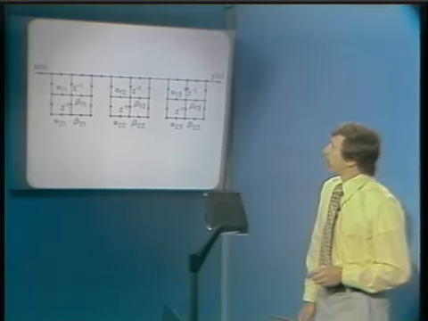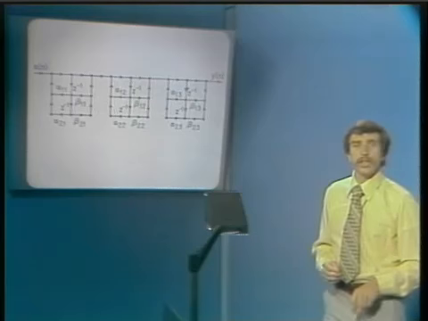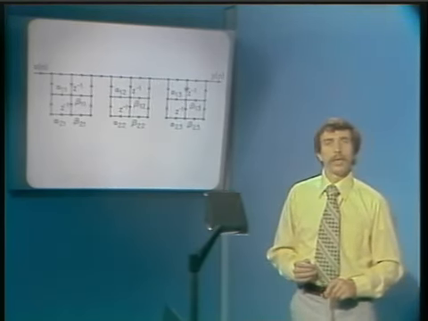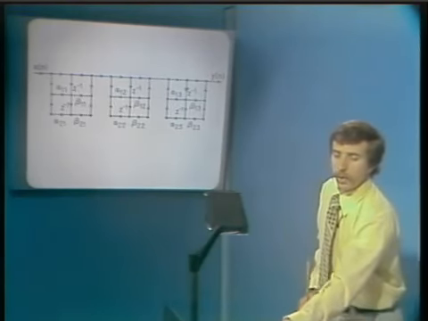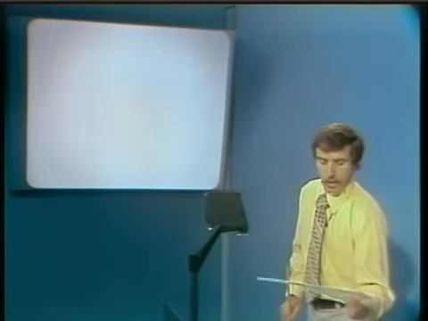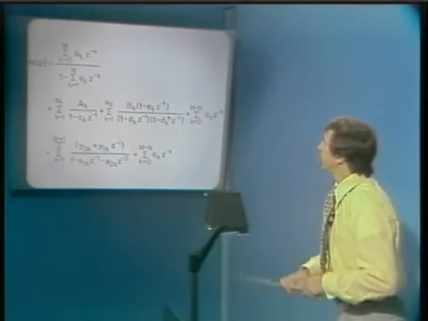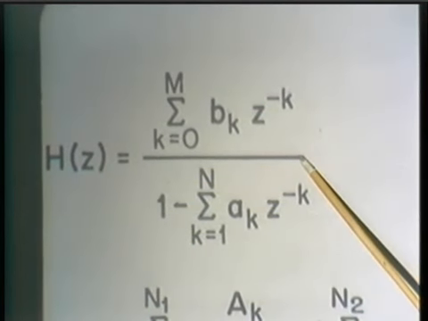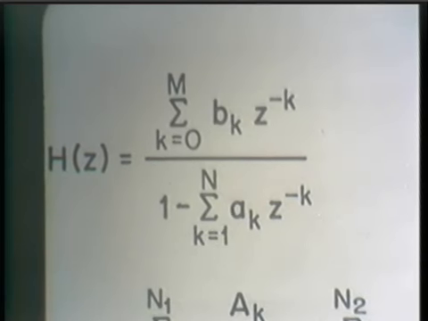Another structure, which is like the cascade structure in that it implements the poles in terms of low-order sections, but is different in the way effectively that it realizes the zeros, is the so-called parallel form structure. And the parallel form structure can be derived by expanding the transfer function of the system in terms of a partial fraction expansion.